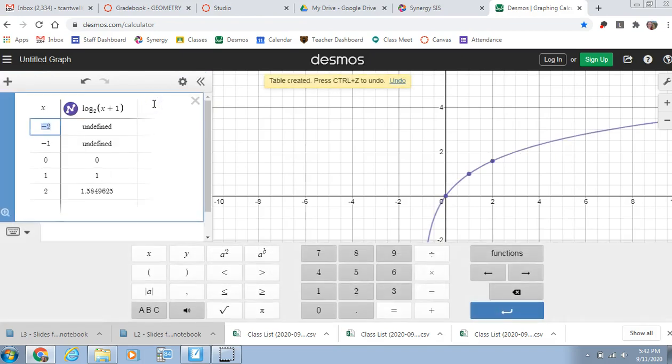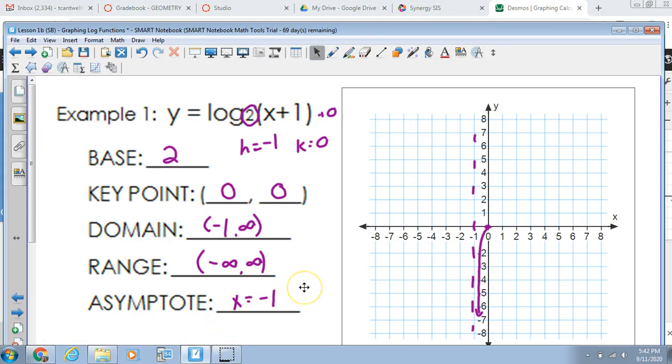If we go to our table, then we see that -2 is undefined, -1 is undefined, 0, 0, 1, 1, and 2, 1.58. So when we would get those points back over here, 0, 0, which was our key point, 1, 1, and 2, 1.58. These numbers will keep getting bigger, but they're getting bigger slowly, so you get some nice curve. Keeps going.